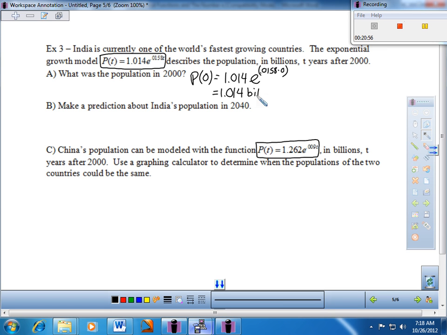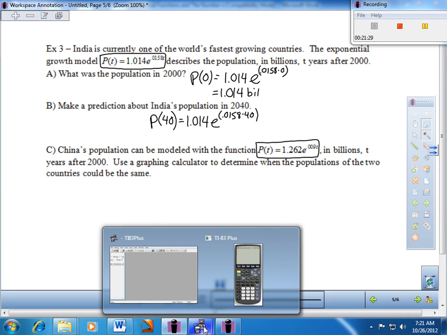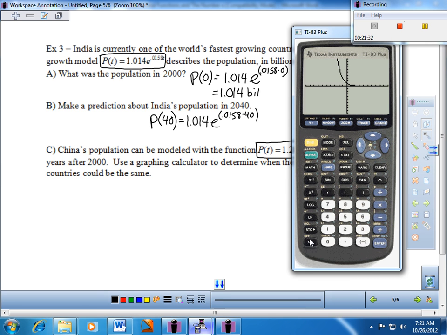Make a prediction about India's population in 2040. Alrighty, so 2040, everybody. Again, I think we would use it as an input. That would be the population in year 40 on our model. And so let's go ahead and do this one, 1.014, again in billions, times e raised to the 0.0158 times 40. Okay, so this one I'm not going to be able to do in my head, so let's pick up that calculator. And let's go on back.